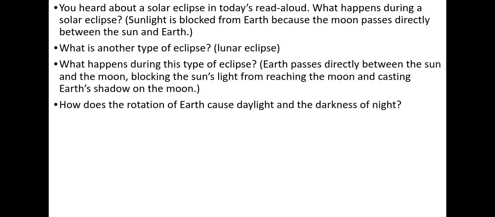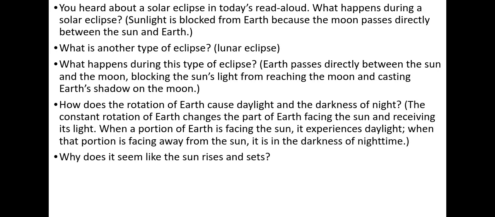What is another type of eclipse? A lunar eclipse. What happens during this type of eclipse? Earth passes directly between the sun and the moon, blocking the sun's light from reaching the moon and casting Earth's shadow on the moon. How does the rotation of Earth cause daylight in the darkness of night?